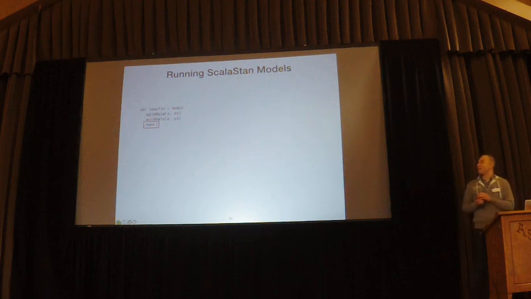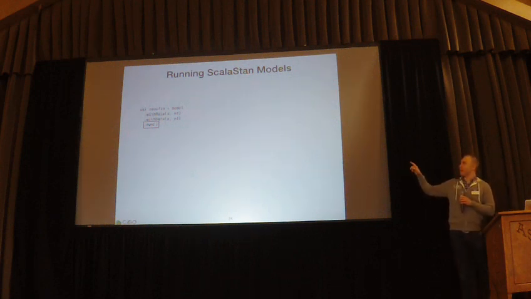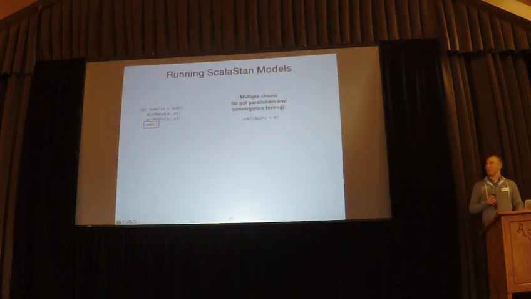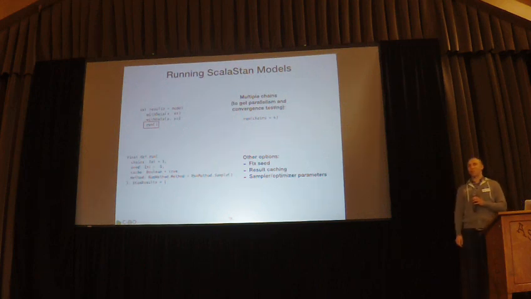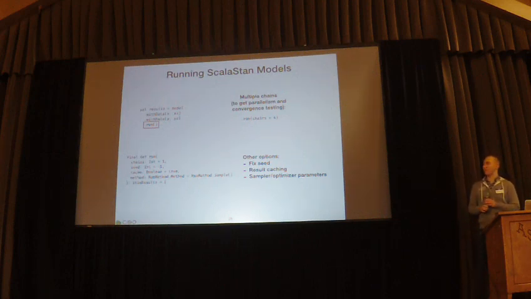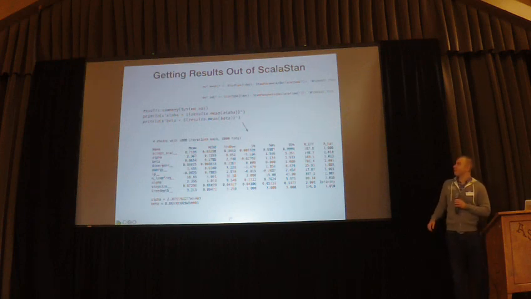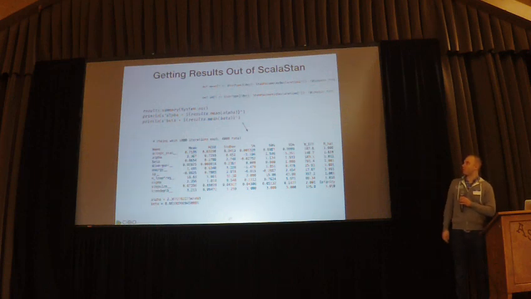Running the model is just .run. So you do results equals model, which is your new model, then you set your data, and then you do .run, and it runs the model. You can also give it some parameters like how many chains you want to run, or what seed to use, and other parameters. This is built on top of CmdStan, so any of the CmdStan parameters are available. For getting results out of ScalaStan, it creates this results object, and there's a dot summary that you can use, or you can use some summary statistics to pull the samples out.